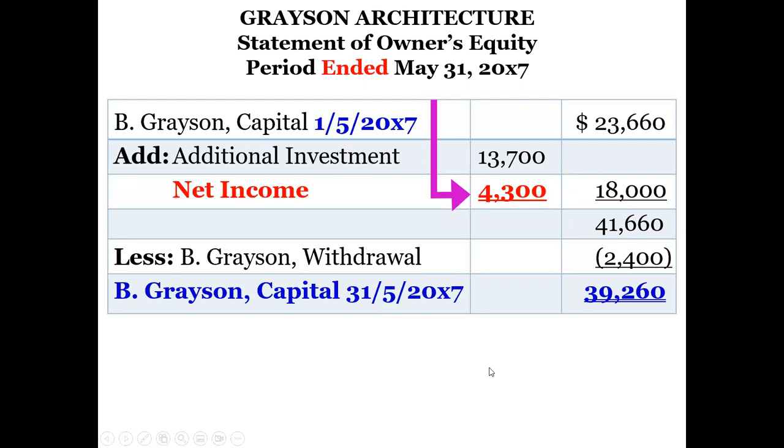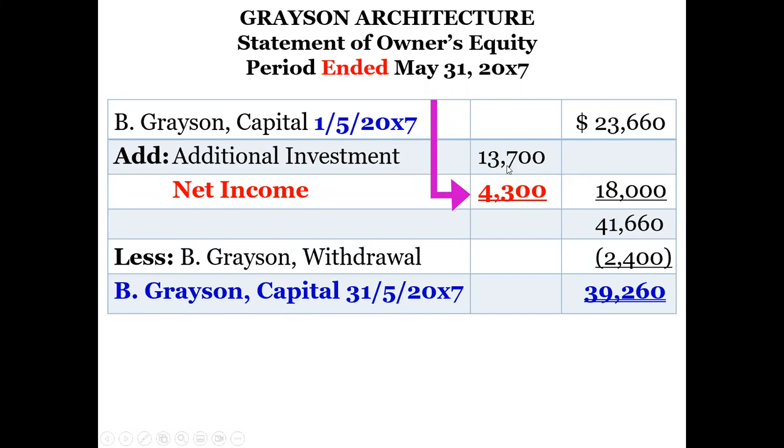Miss, can you go over this one more time, please? The statement of owner's equity. All right. While I'm talking, look at the capital account. You remember the capital account opened with a balance of 23,660. Then I showed you where the 12,000 and the 1,700 added up to 13,700. That was additional investment by the owner. So here is that 13,700.